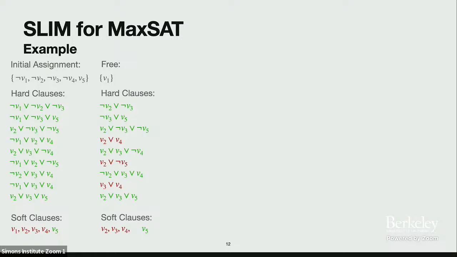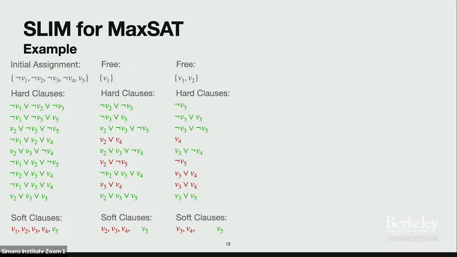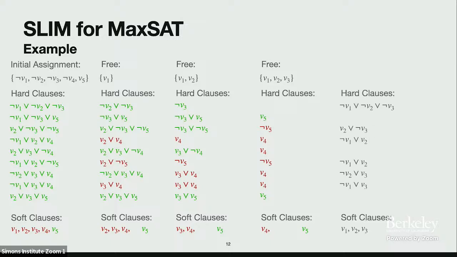Okay, we do the same thing again. We pick a variable from one of the unsatisfied hard clauses. Let's pick v2. Again, another unsatisfied clause. We pick another variable. Now almost all the hard clauses are unsatisfied. And now we say, okay, for some reason we want to stop with three free variables, and we stop, and we construct a local instance.